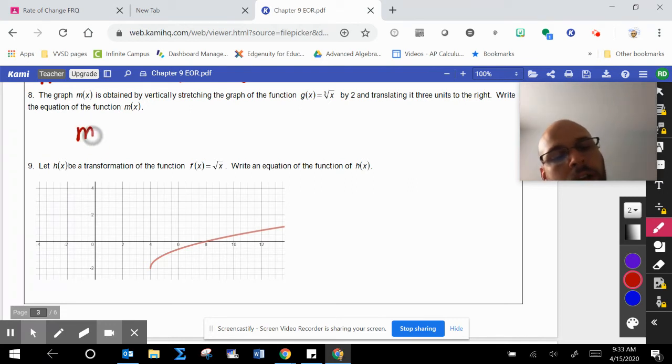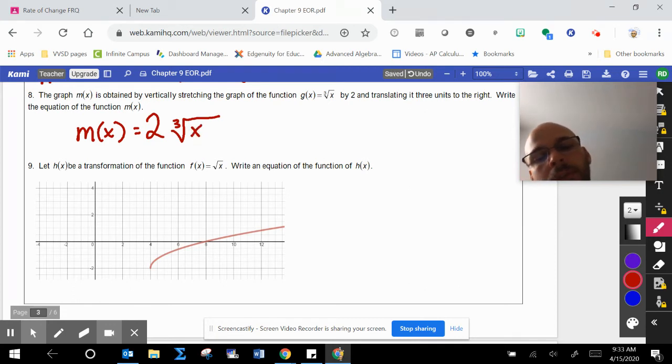So one, they wanted us to label this function m of x, and I know I'm going to start with the cube root function, okay? And I want to vertically stretch it by a factor of 2. Well, all vertical dilations are multipliers on the outside, so I'm going to give it a little coefficient. And if I want to move it 3 units to the right, I'm going to say x minus 3. And that would be the function for m of x, okay?